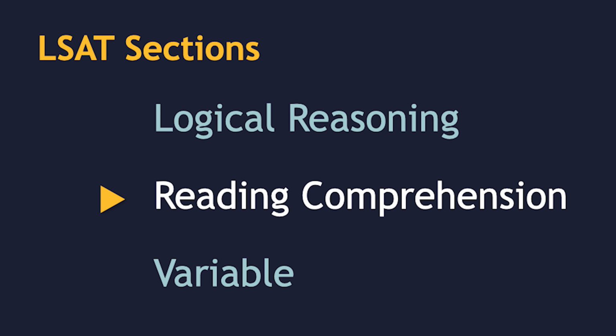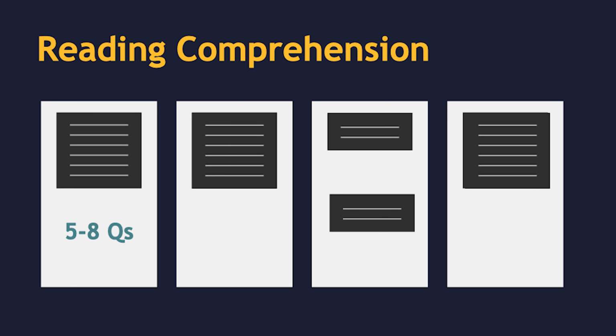The logical reasoning section focuses on skills like identifying the main point of an argument, recognizing assumptions and flaws in reasoning, and drawing logical conclusions. The reading comprehension section tests your ability to read and understand complex texts. You'll encounter 4 passage sections, each followed by 5 to 8 questions. One of the 4 sections is typically a comparative reading with 2 shorter related texts. There will be a mix of questions about each individual passage and some comparing and contrasting the 2 passages.